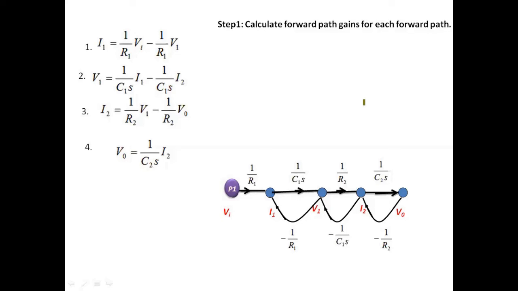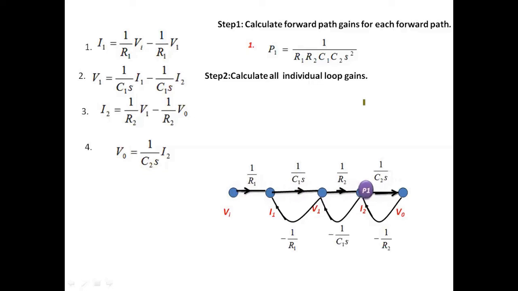So the first step is to calculate the forward path gain for each forward path. Here it's very clear that we have only one forward path starting from Vi, I1, V1, I2, V0. So the path gain is given by P1 is equal to 1 by R1 R2 C1 C2 S square, the product of all the branch gains. So step 2 is to calculate all individual loop gains.